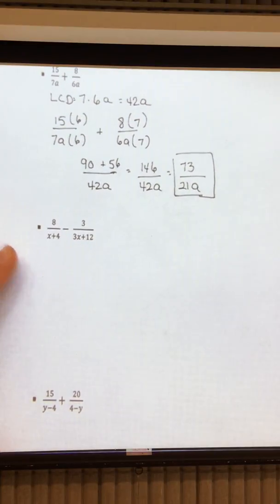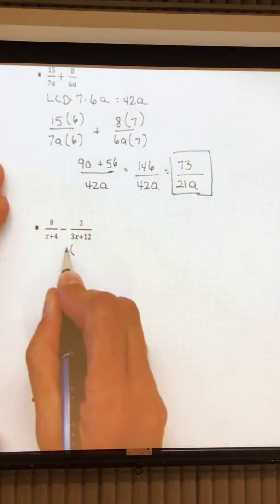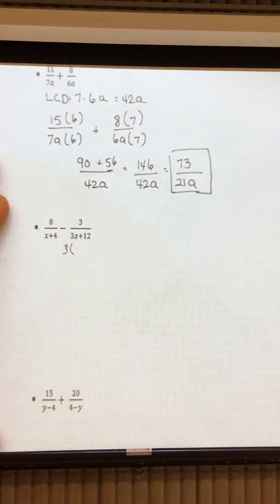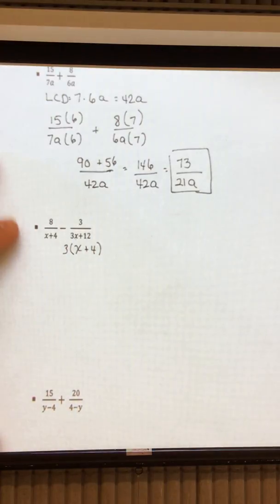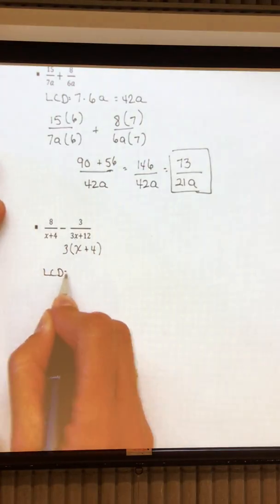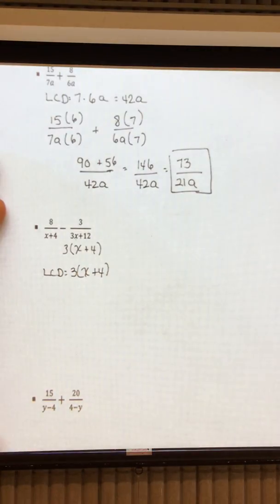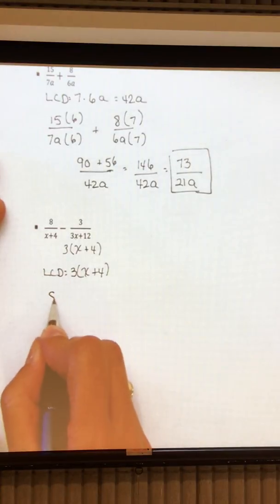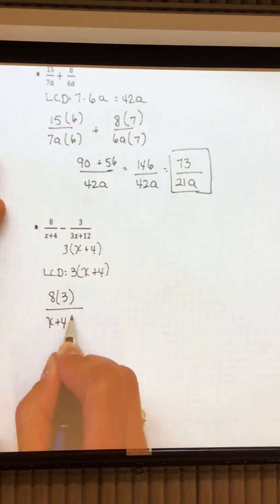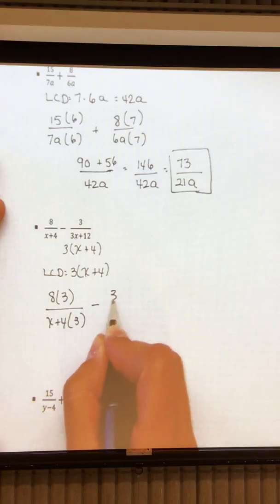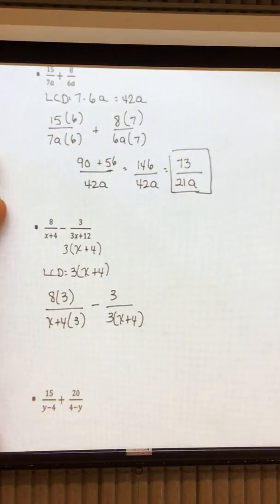The next one for number 4, let us factor this second denominator by factoring out the greatest common factor, which is a 3. So 3 times x is 3x, 3 times 4 is 12. So now our least common denominator is 3 times x plus 4. So we multiply the first fraction by a 3. So we have 8 times 3 over x plus 4 times 3 minus 3 over 3x plus 4. Here we leave the second fraction as it is.